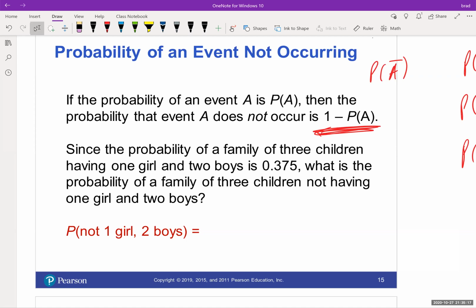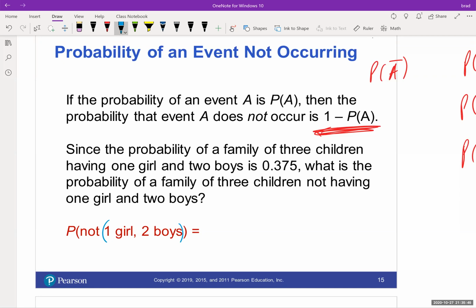Let me see what they mean by that. So what is the probability of a family of 3 children not having 1 girl and 2 boys? Since the probability of a family of 3 children having 1 girl and 2 boys is... so they mean not for this whole thing. This is kind of confusing. I just wanted to reread their question. They kind of mean it like that. Not 1 girl and not 2 boys, okay?